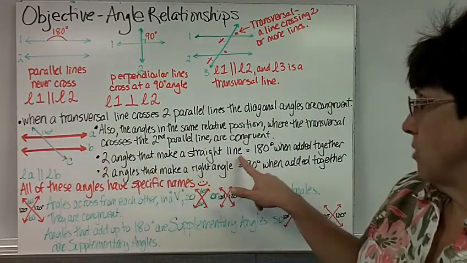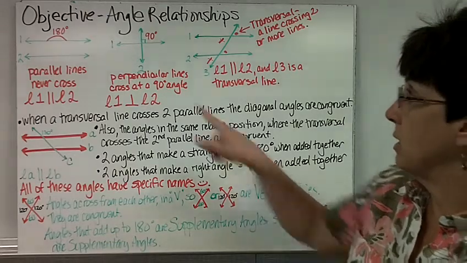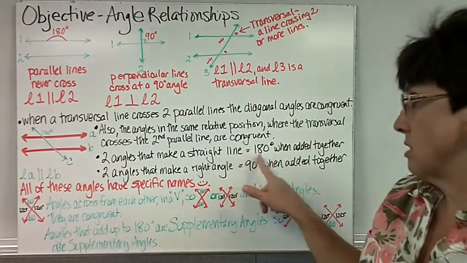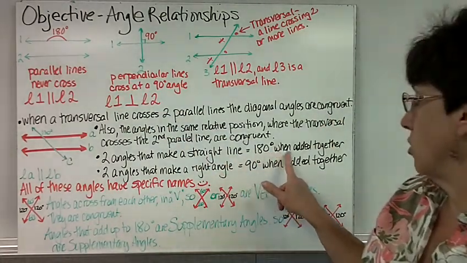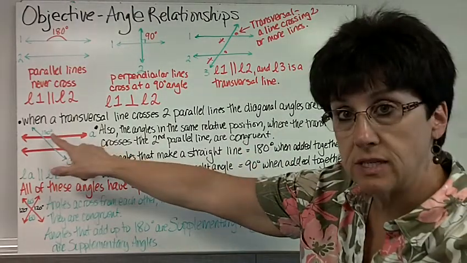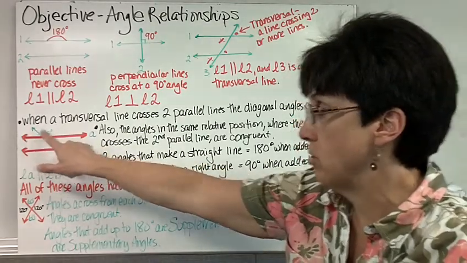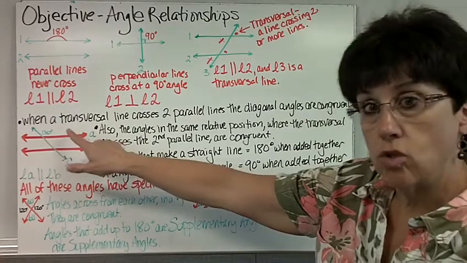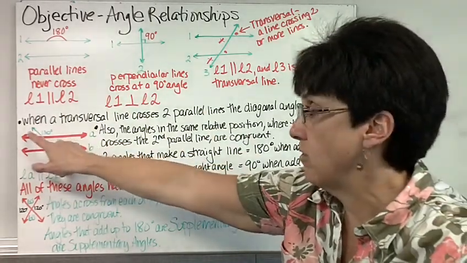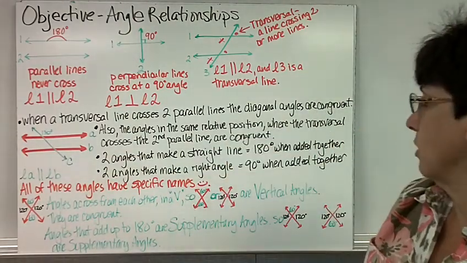Two angles that make a straight line equal 180 degrees, because up here the straight line is 180 degrees. So two angles that make a straight line equal 180 degrees when they're added together. So for example, if this angle is 130, and you have this angle over here, together this makes a straight line. So 180 minus 130, this angle would have to be 50 degrees. Okay, so if they make a straight line, they have to equal 180.